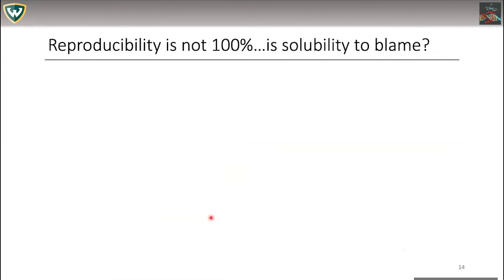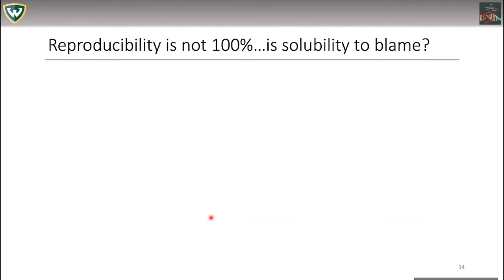Then we noticed that reproducibility was not exactly 100%, and we're wondering if solubility is playing a role in this. Often when I dissolve the compound in DMSO and add it to the media, it crashes out and doesn't mix very well in solution. It can be chunky or very well homogenized, and depending on that, we may be seeing different results.